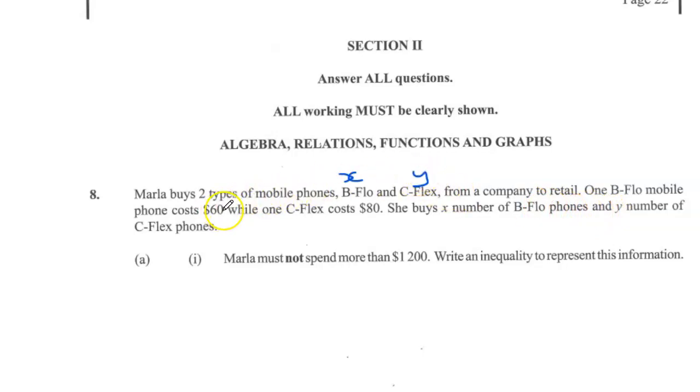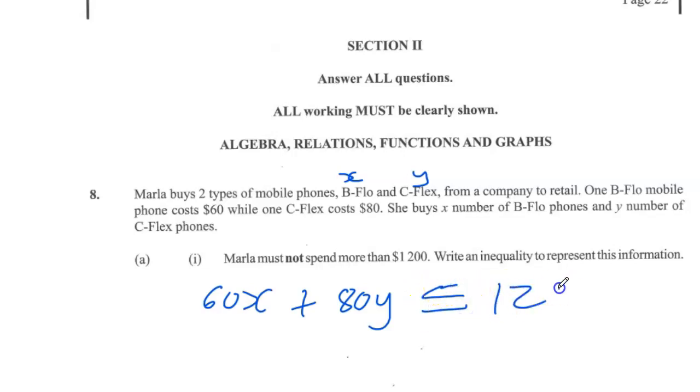So the total cost. One B-Flow mobile costs $60, so 60x, and the C-Flex 80, plus 80y, and the summation of these two totals must not be more than 1200. So it has to be equal to 1200 or less than 1200. So that's the first inequality.